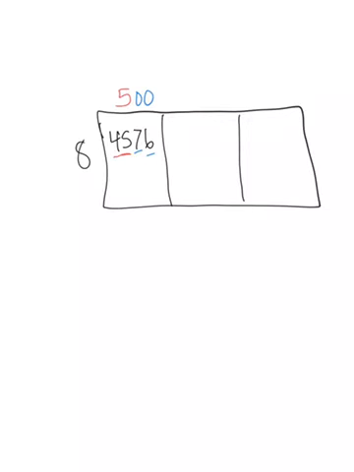Let's see how we did. 5 times 8 is 40. And then I have 2 zeros behind. Okay. Now let's subtract. 6 minus 0 is 6. 7 minus 0 is 7. 5 minus 0 is 5. Obviously, 4 minus 4 is 0. Take that number, 576, and move it up here.